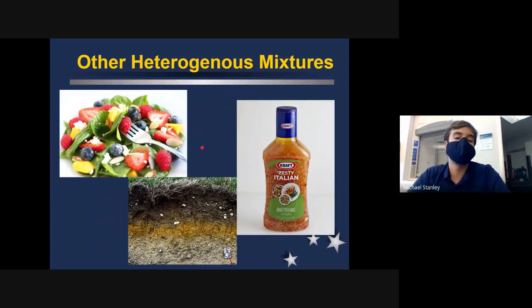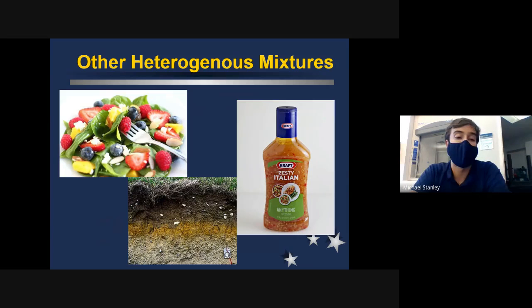Other kind of everyday heterogeneous mixtures would be something like this salad right here, right? Unlike the peanut butter example from earlier, every scoop of this salad, every forkful, is not going to be the exact same, right? Sometimes you might get more of the raspberry, and I think this is pineapple maybe, or mango, something like that. But sometimes you might get some more of the almond and the blueberry, or sometimes you might just get a full scoop of spinach, or some areas might have really thick salad dressing, and some areas have thin salad dressing. That is a heterogeneous mixture.